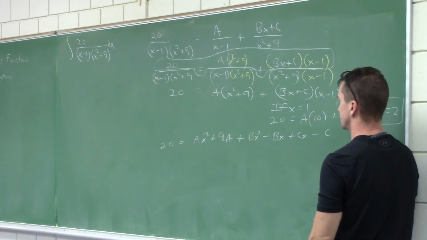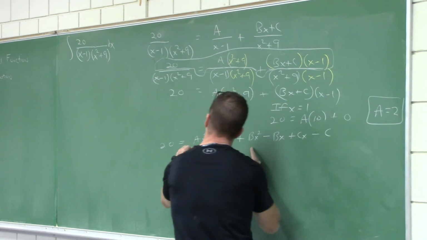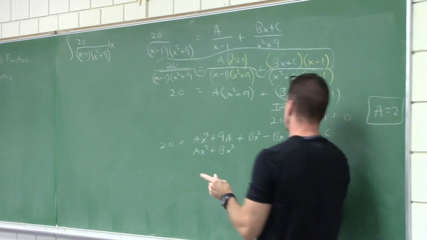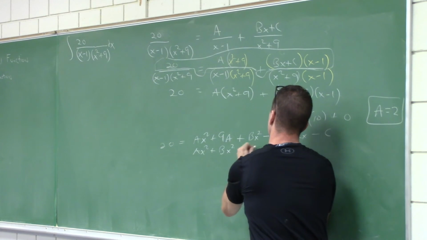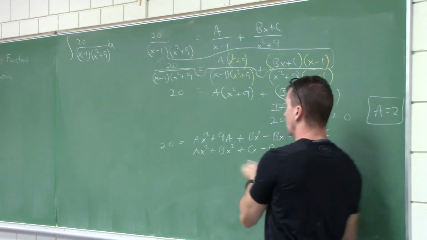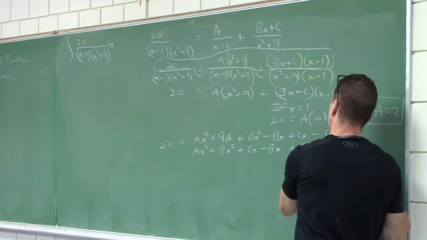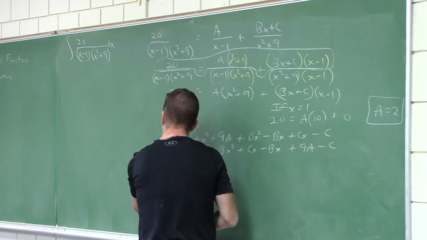C. Now on the right side, get all your x squareds together. I got ax squared plus bx squared. Get all your things with x's together. Looks like I got a cx minus a bx. And get all your things with constants. There's a plus 9a and a minus a what? C. And what's this equal to? 20.